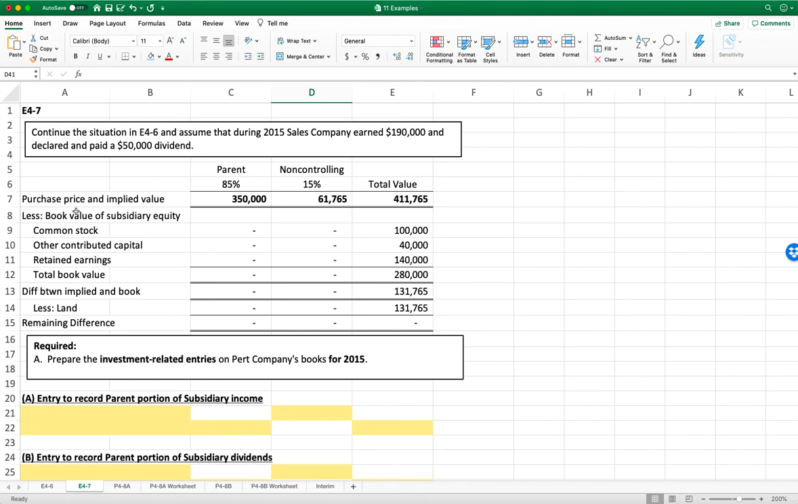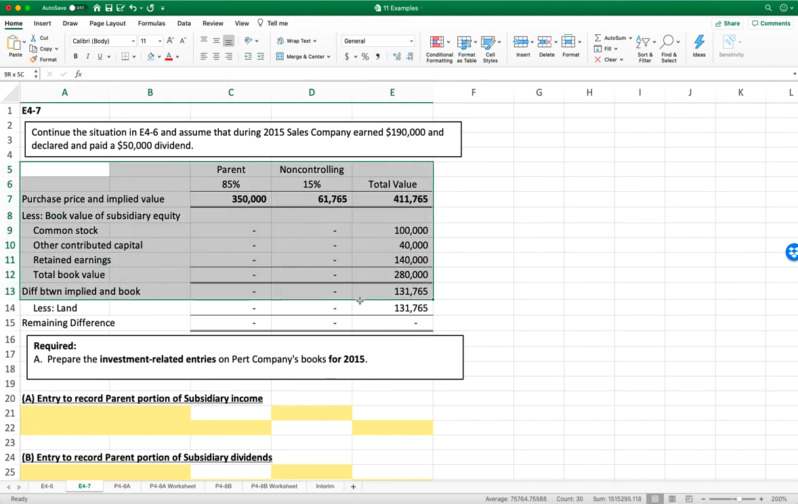Just below that information, we have our computation and allocation of differences schedule. If you're following along in your Excel, this is pre-populated from last time because remember, our computation and allocation of differences schedule is prepared on the date of acquisition. So since we already did it for this problem, we don't need to do it again. It's not going to change. We just want to be able to refer back to it.